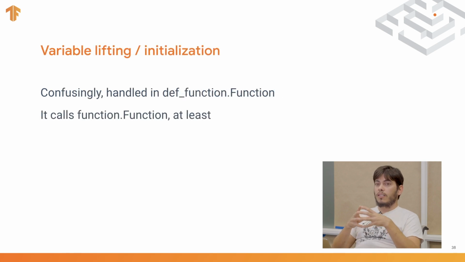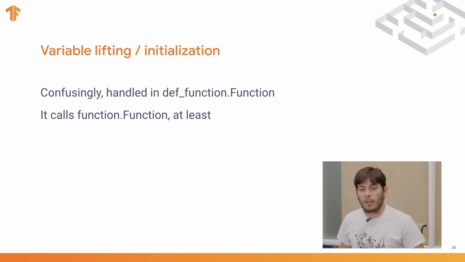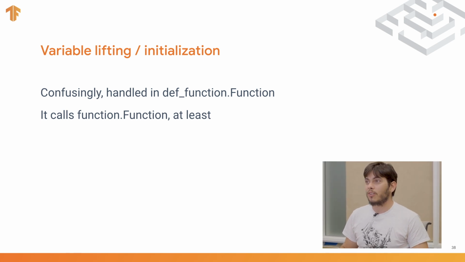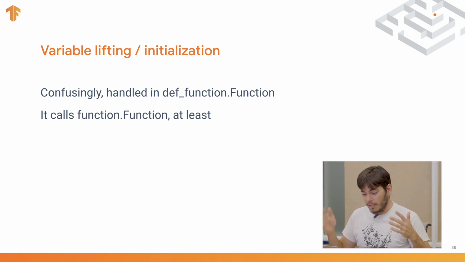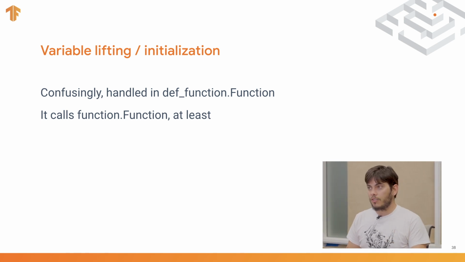And finally, the last bit of the pile of complexity that we've been looking at is how we do the variable lifting and initialization. This is handled in another class, confusingly also named Function, but in a different file called tf.Function. Internally, it calls the other Function class. So at least we have proper layering, but we do need to clean up the naming of these things a little bit. And the variable lifting is a little tricky, so I'll give you a quick walkthrough of how it works.